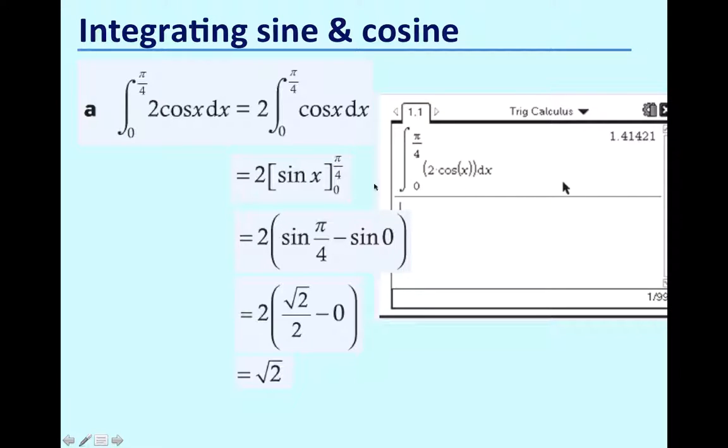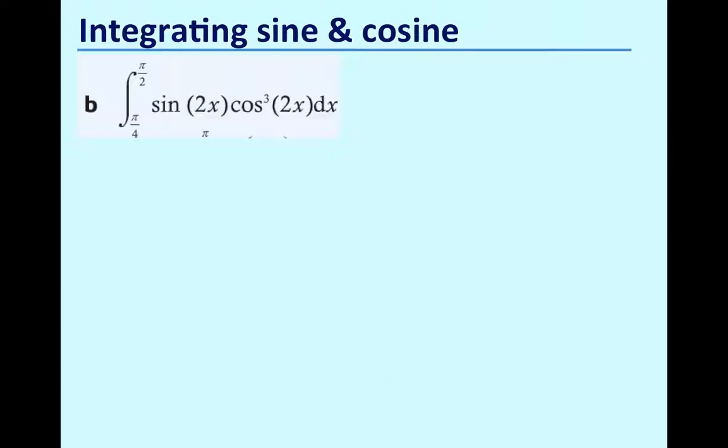We can check that on our calculator. Just literally plug in all the numbers into the trig calculus facility on the calculator, and we should end up with an exact value of 1.41. For part B, we are going to recognize that in this instance, for part B, we are also going to use the substitution method.